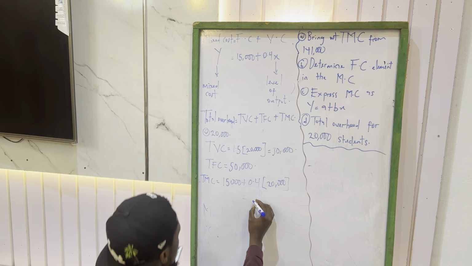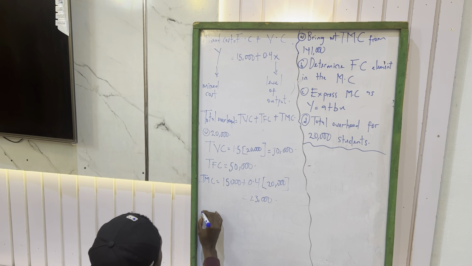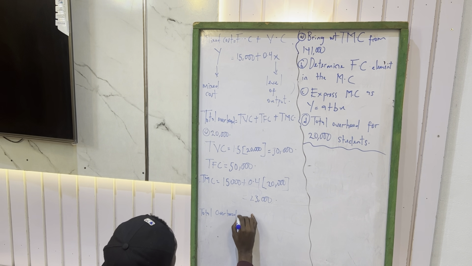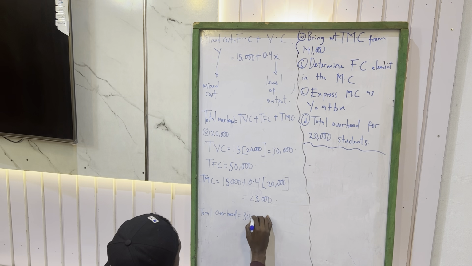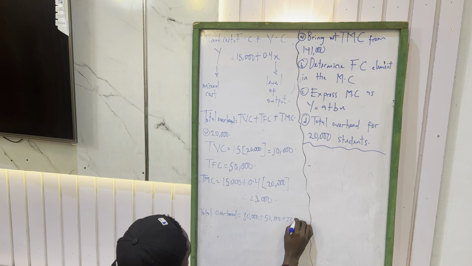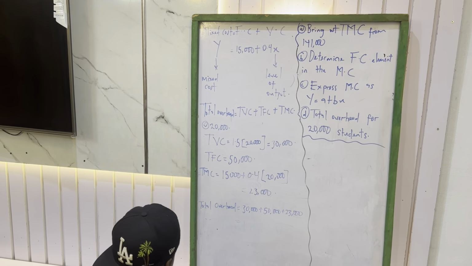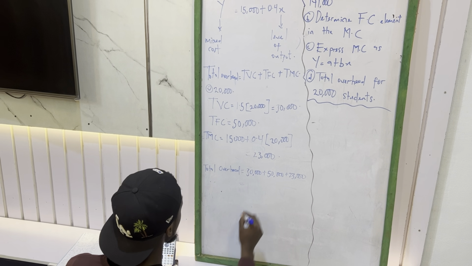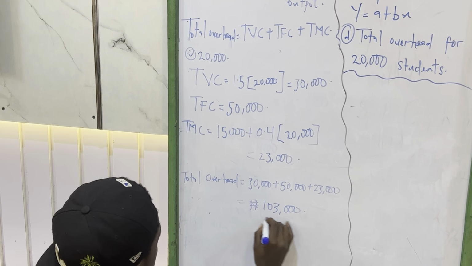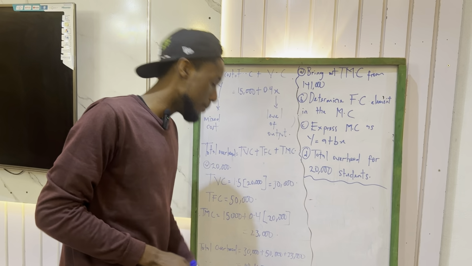All right, so that's 23. Yay! 1, 2, 3. So our total overhead would be 30,000 plus 50,000 plus 23,000. $103,000. And that is that for the high-low method.